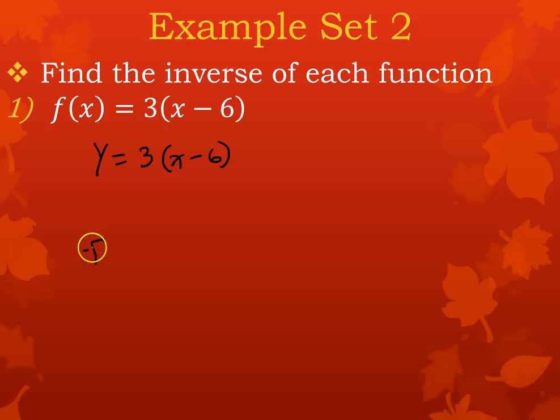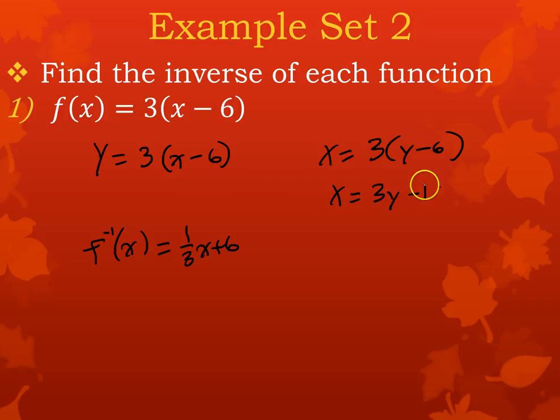Alright, so you should be getting your inverse function to be 1/3 of x plus 6. Because again, I would make this x equals 3 times (y minus 6). I distribute my 3, 3y minus 18. I add my 18 to both sides. I divide by 3. 1/3 of x plus 6 is y. And that's why that's my inverse function.